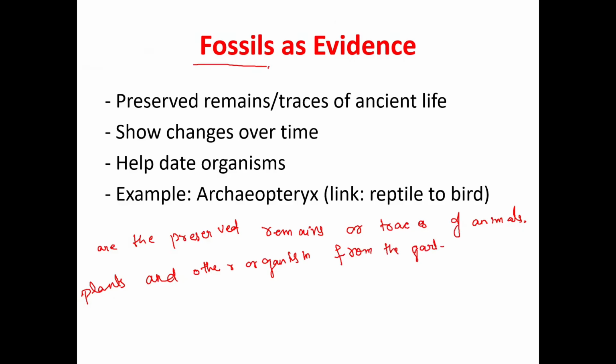So it's basically preserved remains or traces of animals, plants and other organisms from the past. That is called a fossil. Now the question comes to mind: how are these fossils formed? A fossil forms when a dead organism dies and gets buried under the earth, under sand, soil, mud.